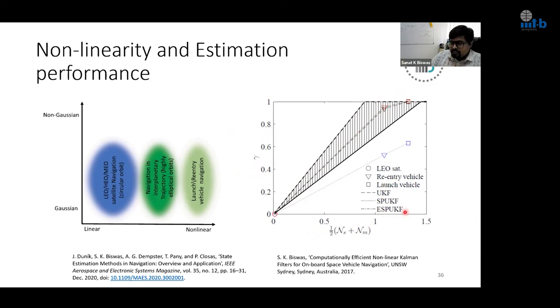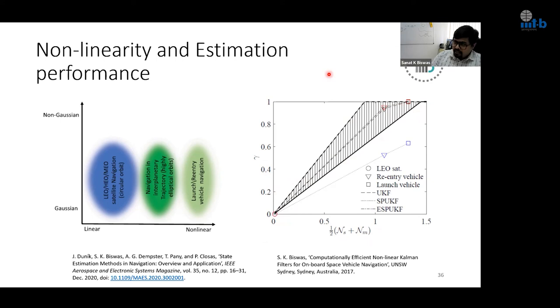This x-axis is the nonlinearity of the system plus the nonlinearity of the measurement. As we go to the right, our gamma increases, that is, the improvement of the unscented Kalman filter. So what this chart tells us is that for the satellite navigation problem, the gamma is very small because NS plus NM is small. That means the extended and unscented Kalman filters will give more or less similar performance. But for launch vehicle and re-entry vehicle, this NS plus NM is high.